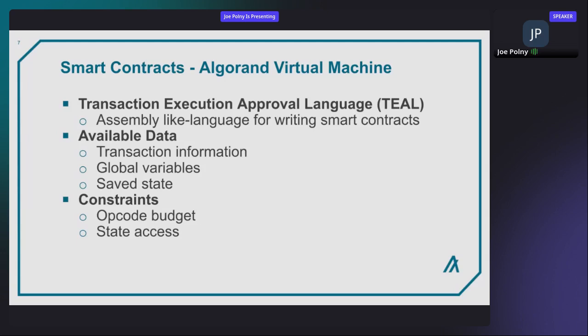And then another constraint that we have is state access. So when you call a smart contract and you want to access other information on the chain, you have to specify what kind of information you're going to be accessing. So for example, if you wanted to see the balance in Alice's account when you call a smart contract, when you form the transaction and before you send it, you need to tell the network that you're going to be reading state from Alice's account. And this is just another way to limit how much resources the smart contract is actually consuming.